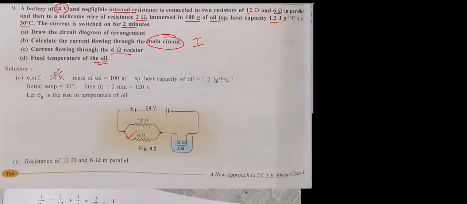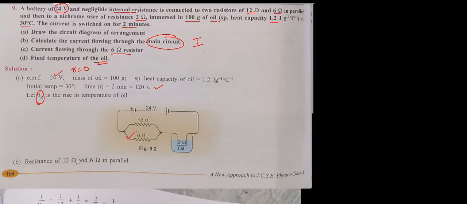EMF is 24 volts. Internal resistance r is negligible, so 0. Mass of oil is given as 100 grams. Specific heat capacity of oil is 1.2 joule per gram degree centigrade. Initial temperature is 30 degrees. Time is 2 minutes, that means 120 seconds. And we have to find out the final temperature of the oil. Theta is the temperature rise of the oil. So now we have drawn the diagram.